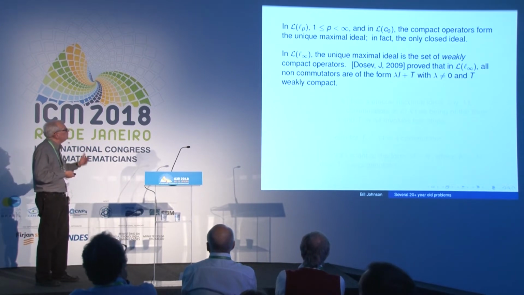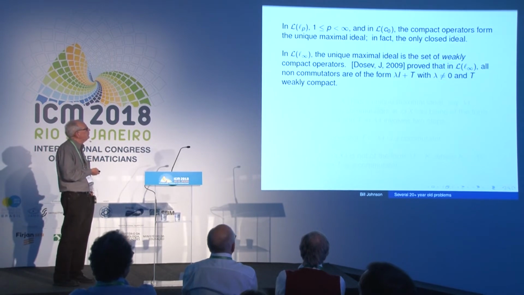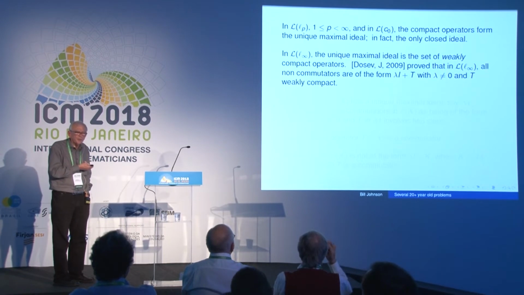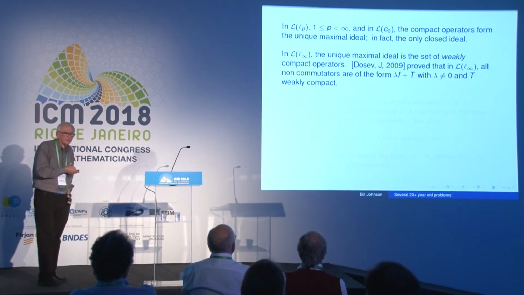But Dosef and I were able to prove, not too long after he had done the L1 theorem, that you could classify the commutators in this space the same way. So the Wintner obstruction is still the only obstruction in this space.